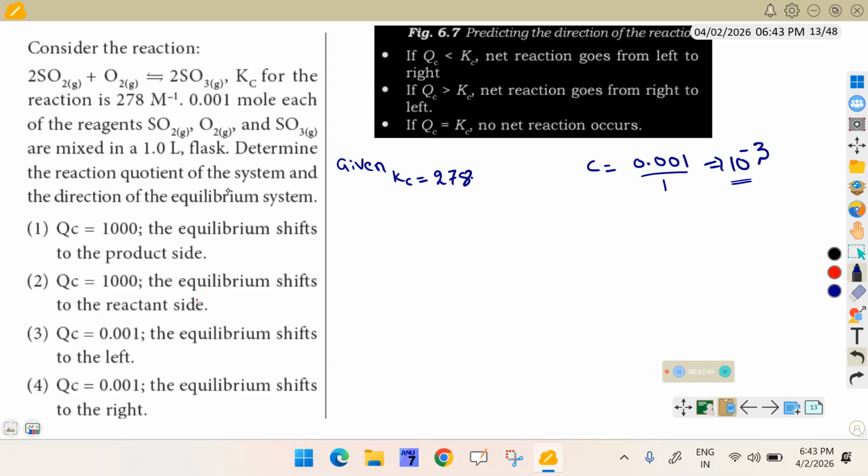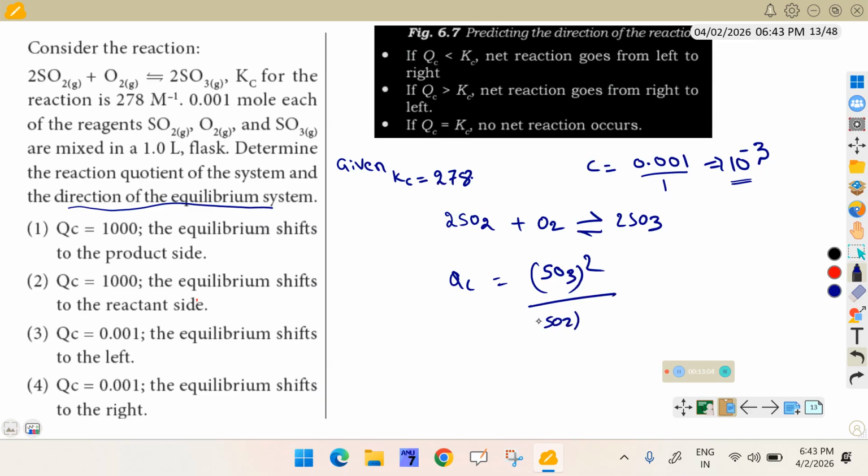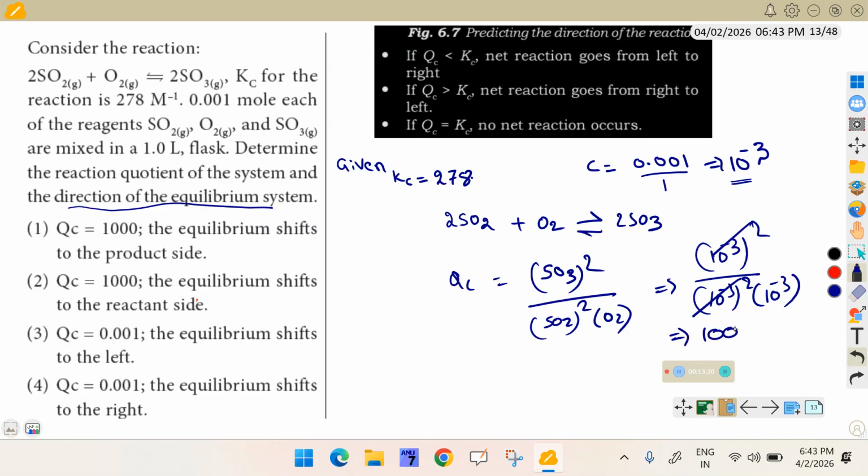Determine the reaction quotient of the system and direction of the equilibrium system. So calculate first of all QC. Given equation is 2 moles of SO2 plus O2 gives rise to 2 moles of SO3. QC is equal to SO3 whole square by SO2 whole square into O2. SO3 whole square value is 10 power minus 3 whole square by 10 power minus 3 whole square into 10 power minus 3. 1 by 10 power minus 3, the value is 1000. QC value is equal to 1000.